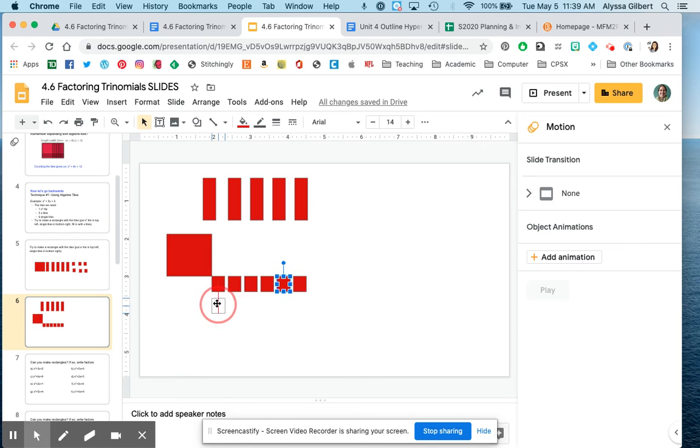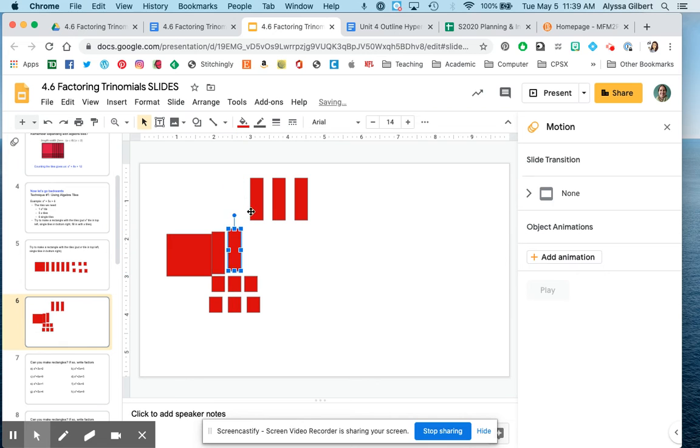So what if we do this? Ooh, that makes good sense, right? Because now I have 1, 2, 3 spaces. 1, 2, 3 spaces, and then these can go the other way, right?